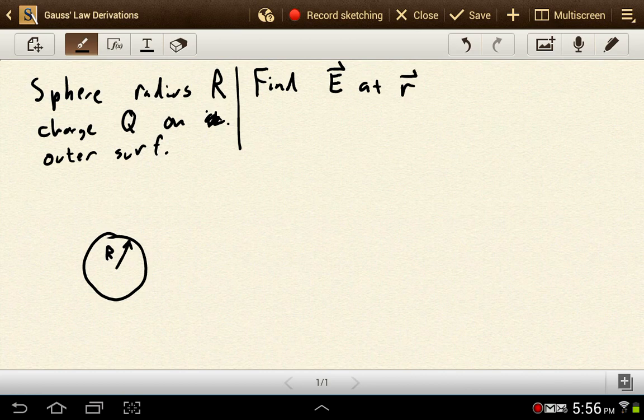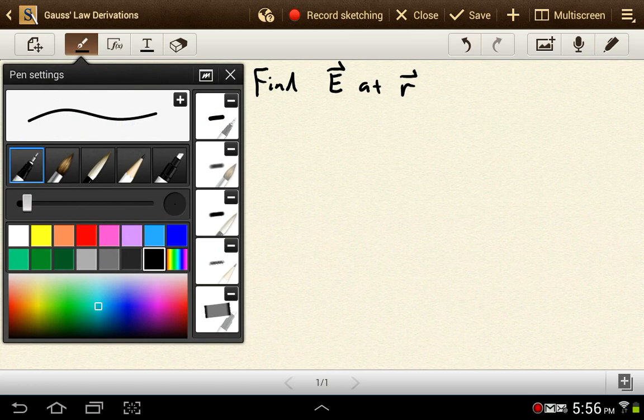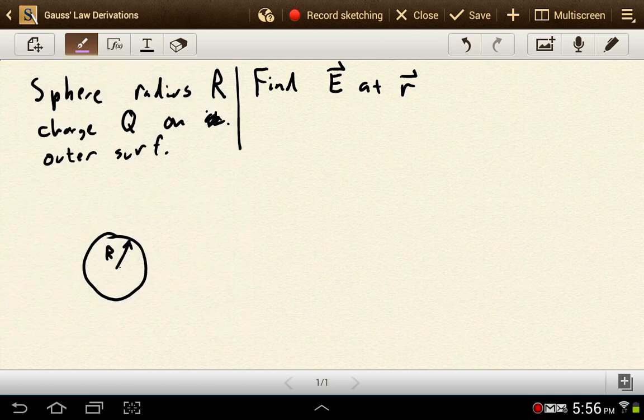Now that R vector, let me draw that in some other color, like, how about lavender? That's totally an R vector color. So R vector here might be greater than capital R, or less than capital R. What I mean is the magnitude of R vector might be greater than capital R, might be less than capital R. We might be outside of the sphere, we might be inside the sphere. Who knows? Well, we want to solve for both cases.